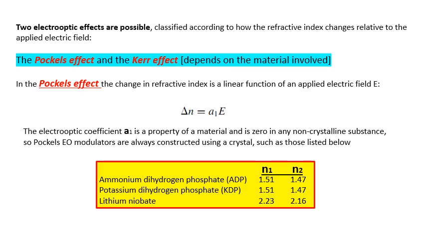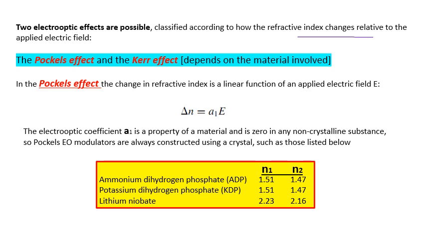There are two kinds of electro-optic effects. Both change the refractive index relative to the applied electric field, depending on how much electric field we apply. There is a certain range, okay?